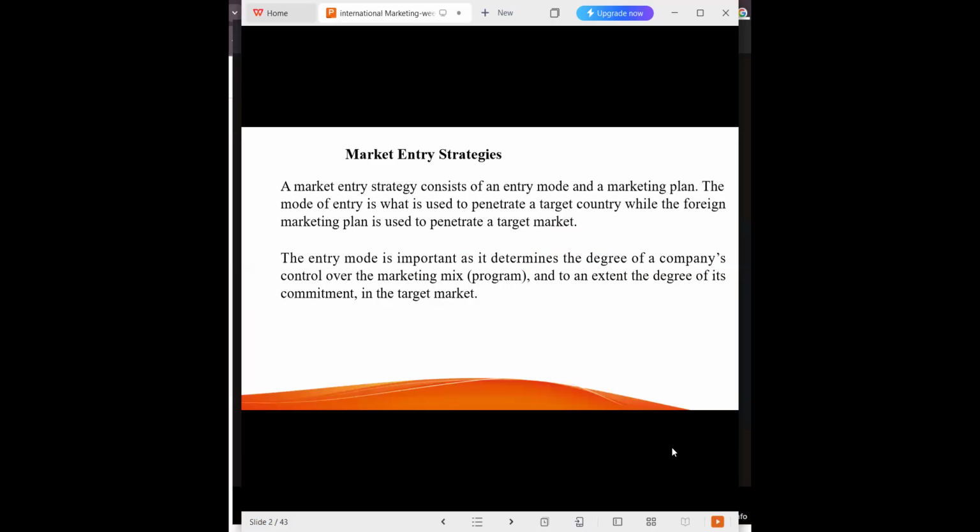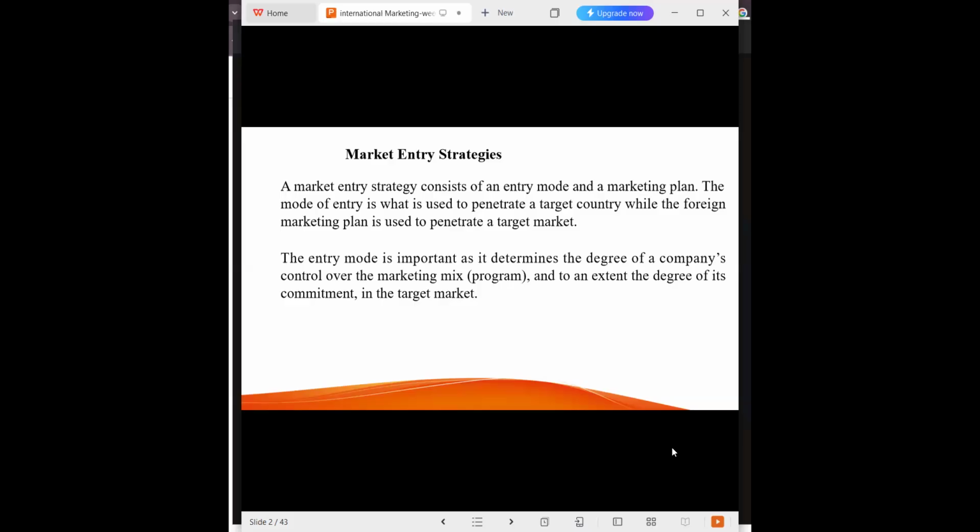So last time we looked at the market entry strategies, and we're going to look at them one after the other during this class. So now, when you say market entry strategies, you are referring to the entry mode and marketing plan to penetrate a particular market or a particular country or a particular foreign market. So you're looking at the mode and the plan to penetrate that particular market or country. So that is what market entry strategy is all about.